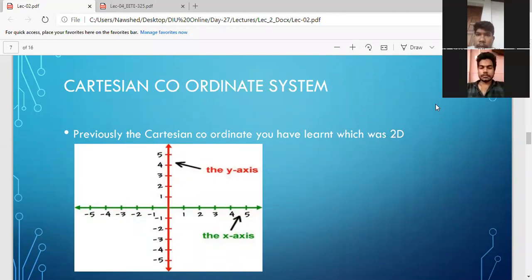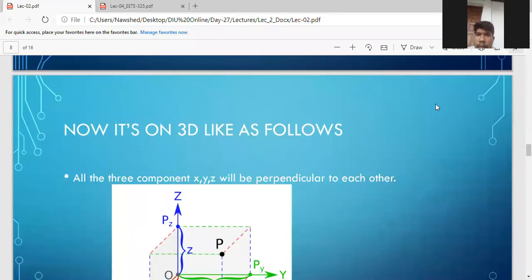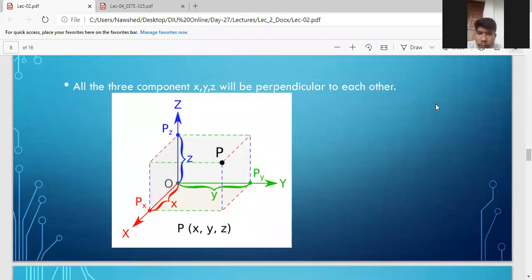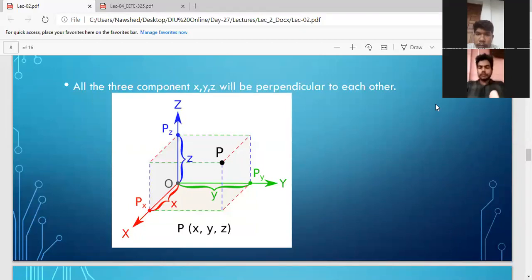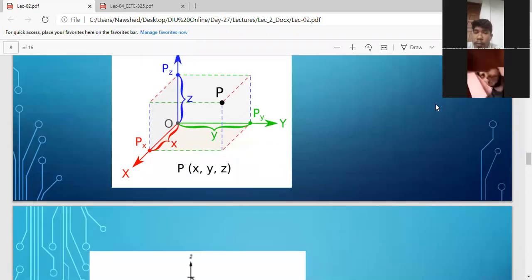That means 3D. In Cartesian coordinates, there are three parts: x, y, and z. We have discussed it, and this is our x, y, z. While discussing the coordinate system, we mentioned that x, y, and z are perpendicular to each other. For 3D, it will be 90 degrees. That means x and y is 90 degrees, y and z is 90 degrees, z and x is 90 degrees. Everyone is perpendicular to everyone. This is our three components of the Cartesian coordinate system.